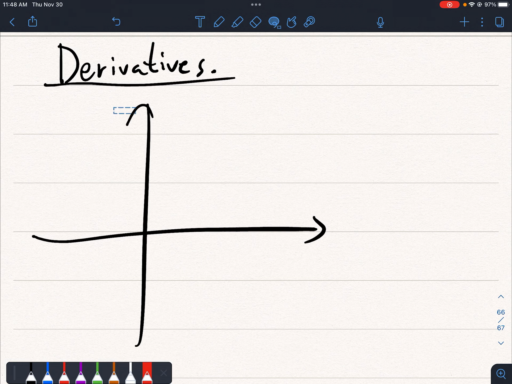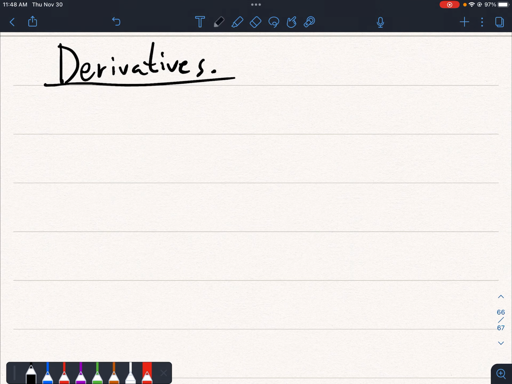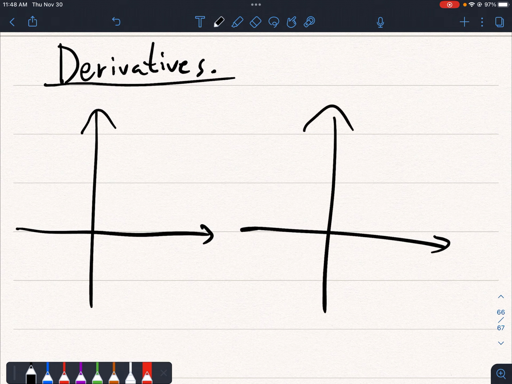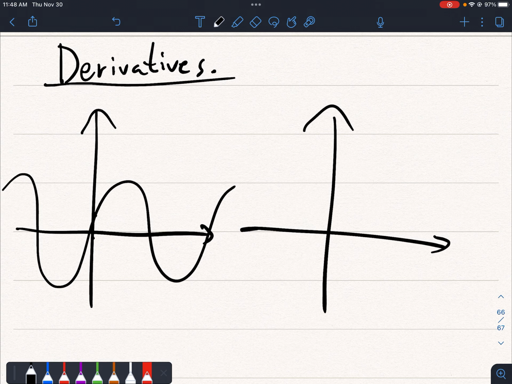So maybe we can take a look at the sine function, okay? By the way, I asked this question in my tutorials, but I want to ask it here as well. Which one is the correct graph of sine of x? I just drew a part of it. Which one is the correct graph?